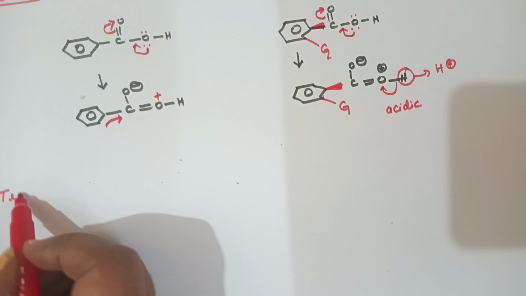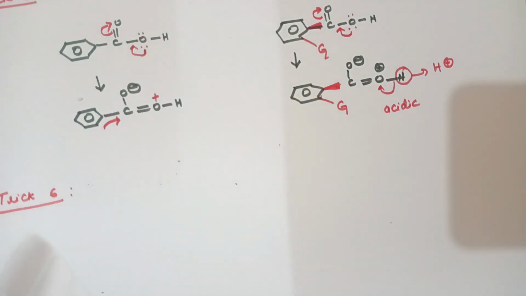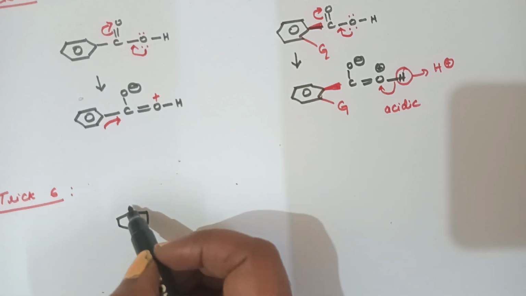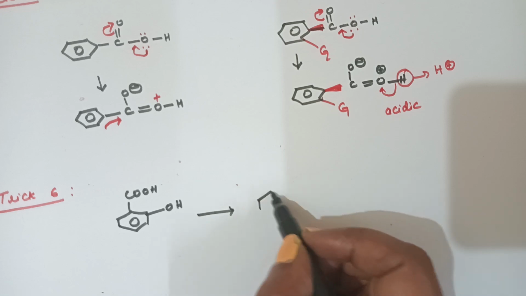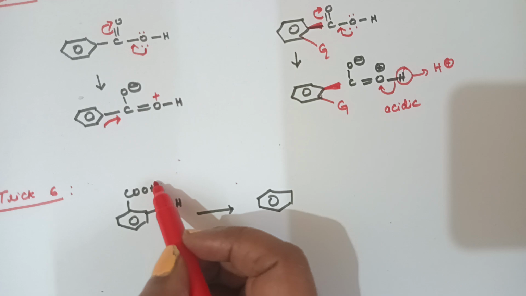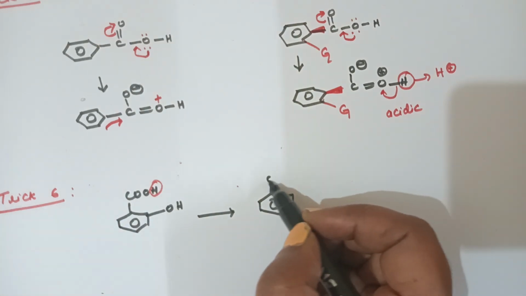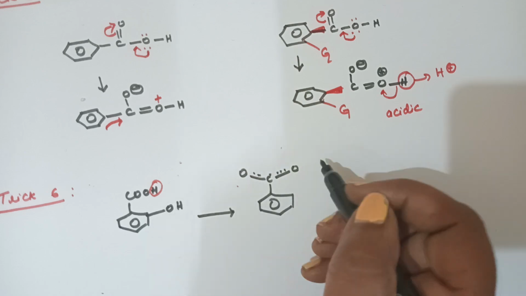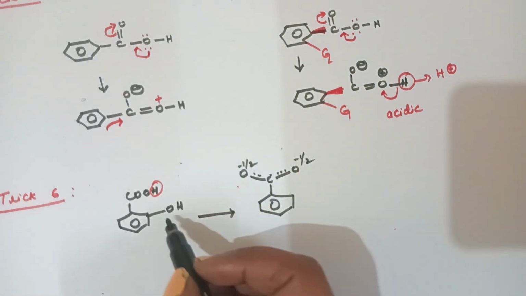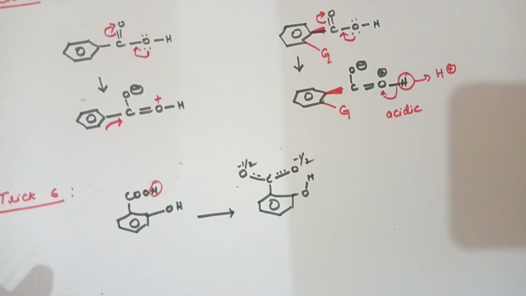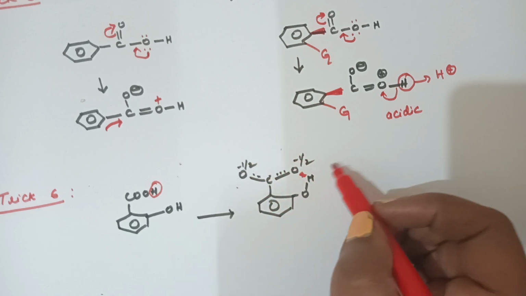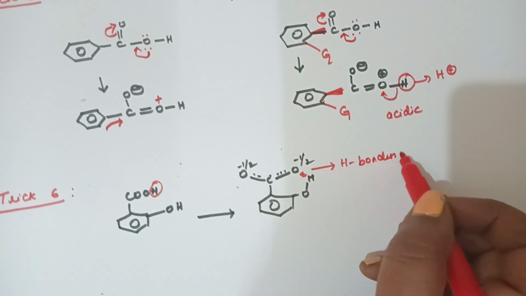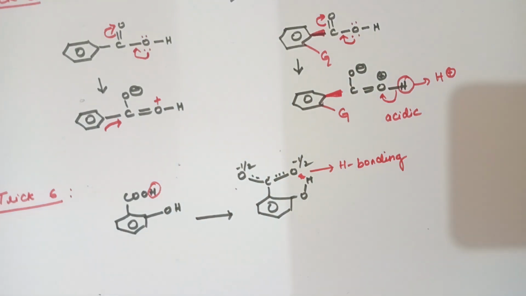Next is trick number 6. Suppose an OH group is present at the ortho position, we will see what happens. Here, if you remove this as an H plus ion, the remaining will be O, with partial double bond character and a negative sign on oxygen. Now there will be hydrogen bonding between this oxygen and hydrogen, because of which this group becomes stable. So this is hydrogen bonding. This acid becomes stable and therefore it is more acidic whenever an OH group is present at the ortho position.